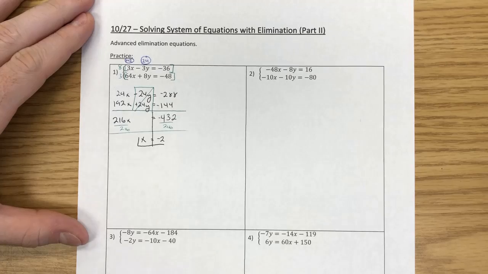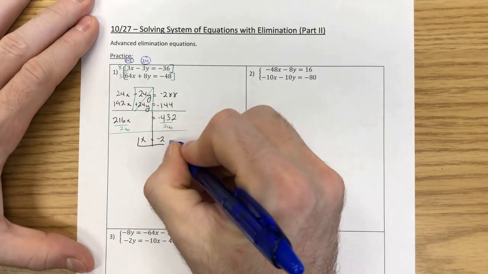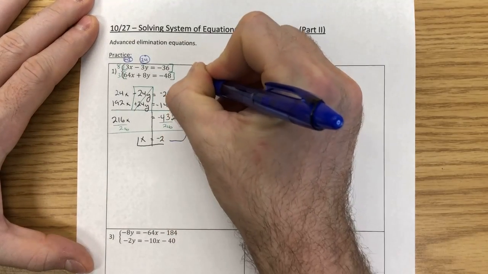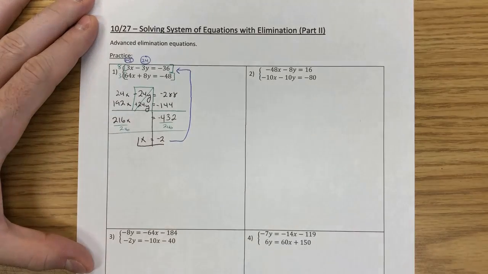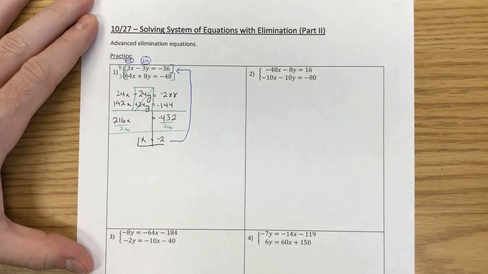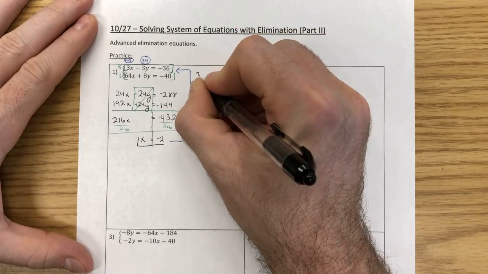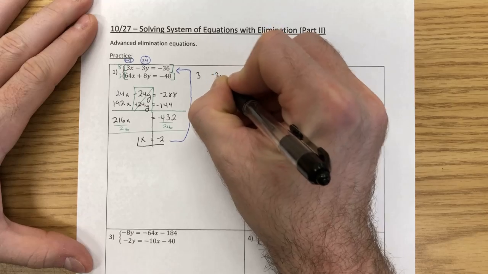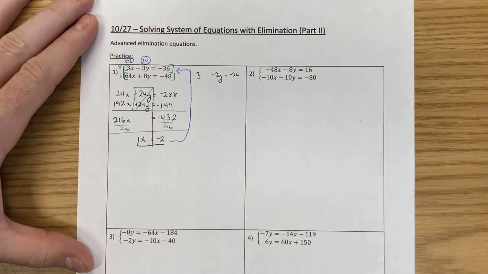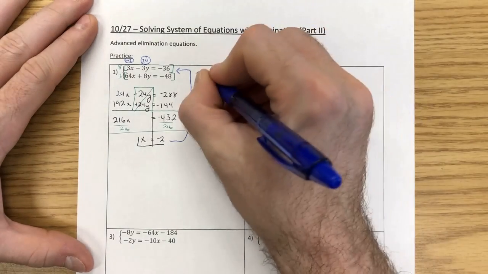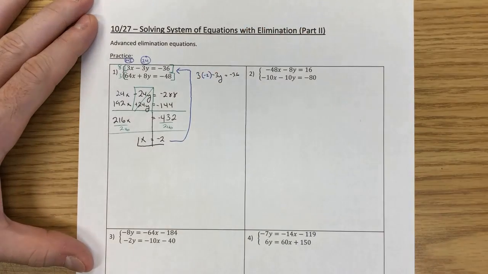And we know that once we get our first answer, we're going to go ahead and plug it into one of these. I'm going to plug it into the top one because those look like smaller numbers. And we're going to see what we get. So we get 3 minus 3y equals negative 36. And I'm going to plug in a negative 2 for my x.